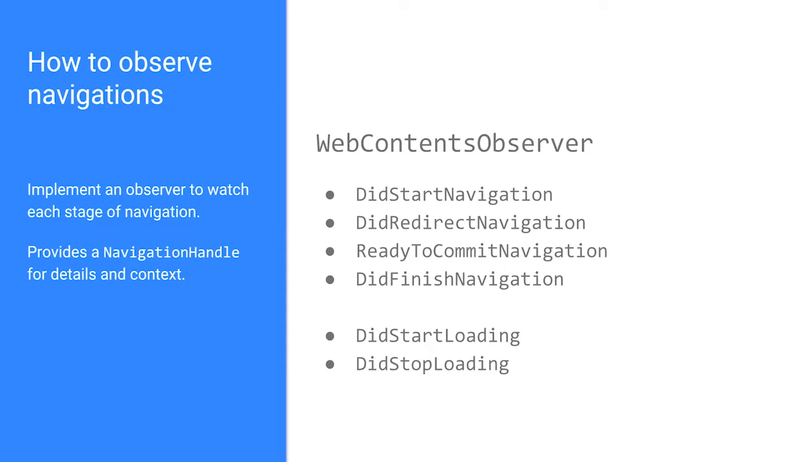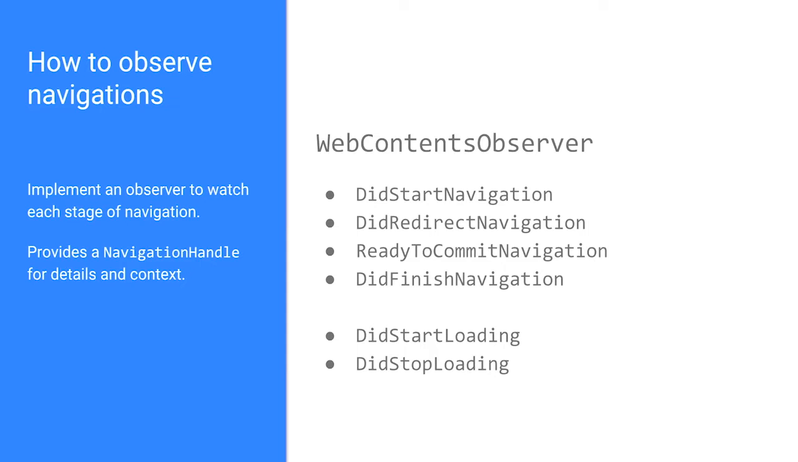So let's dive into each of those states a little bit more. But overall, how do we actually observe navigations? Because most code doesn't need to implement navigation, but the code tends to care about what happens. WebContentsObserver is the interface that you can implement that is one-to-one with a WebContents, remember, like a tab. And it has a few methods that dispatch notification of what happens. The first four are DidStartNavigation, DidRedirectNavigation, ReadyToCommitNavigation, and DidFinishNavigation. They all take an object called NavigationHandle.